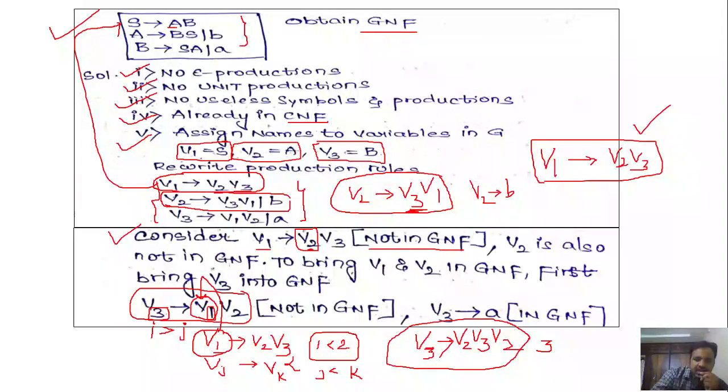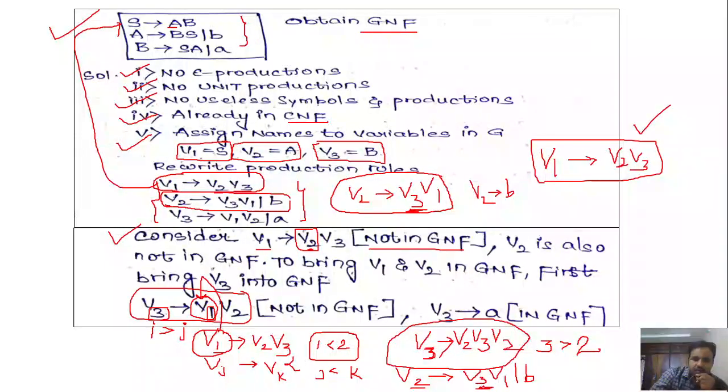So what is I here? 3. So 3 is greater than J. I value is greater than J. Again, what we have to do? We have to check the V2 production here, right? So what is the V2 production? V2 denotes V3, V1 or B, right? So here, if you see one form, it is not in GNF, where 2 is less than 3. That means I is less than J.